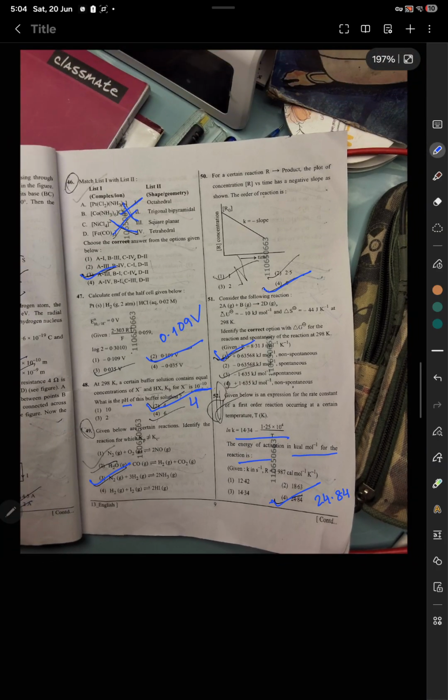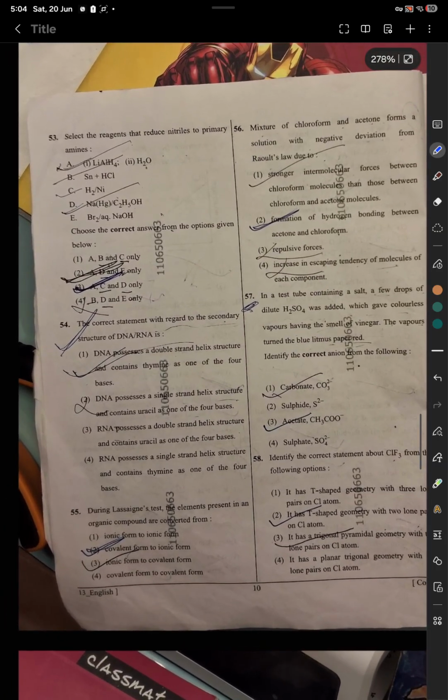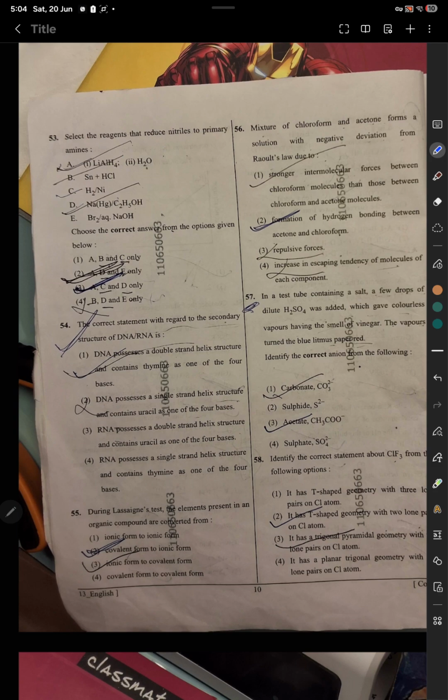The next question is question 53. Select the reagent that reduces nitrile to primary amines. So option number 3 is correct, A, C and D. A, C and D are correct, E and B are not correct. So question number 54, we need to find the correct statement with regard to the secondary structure of DNA and RNA. So option number 1 is correct. DNA possesses a double stranded helix structure and contains thymine as one of the 4 bases.